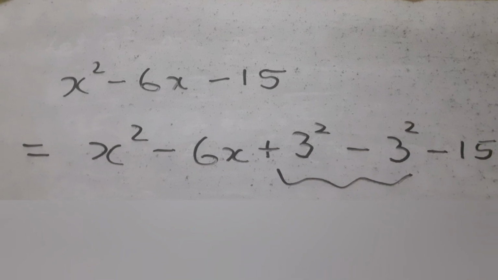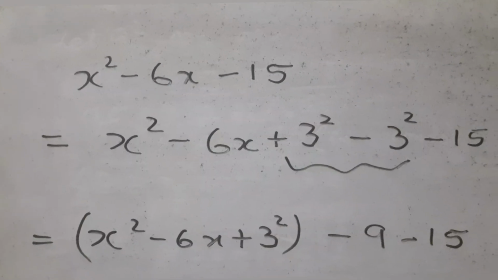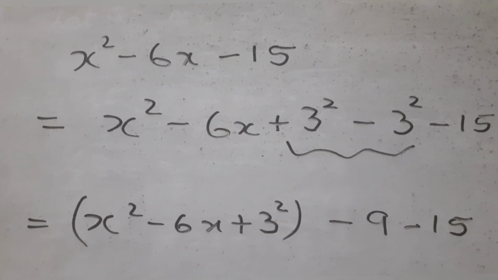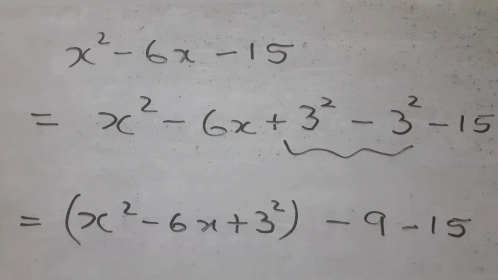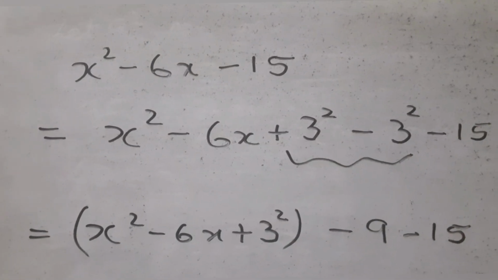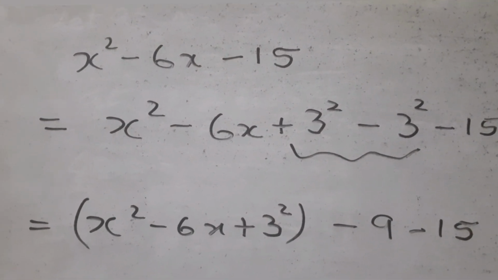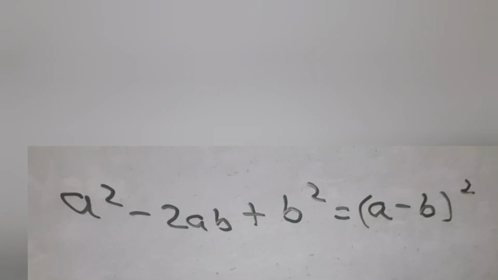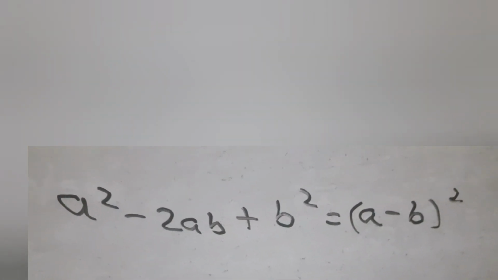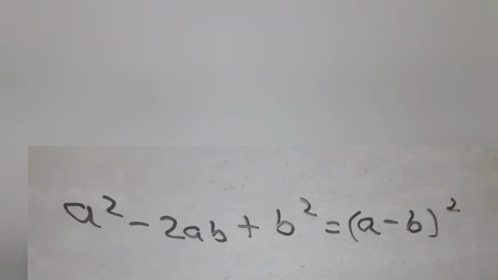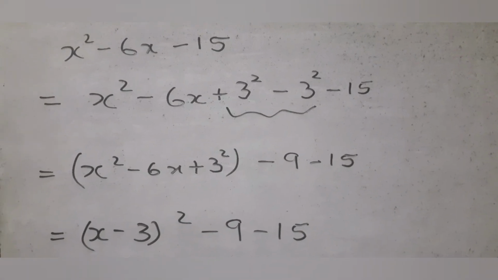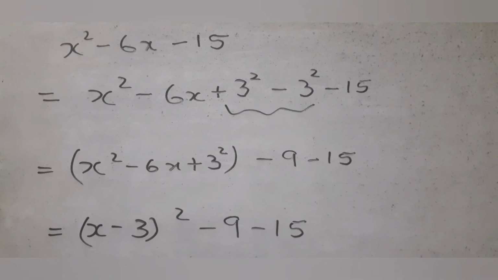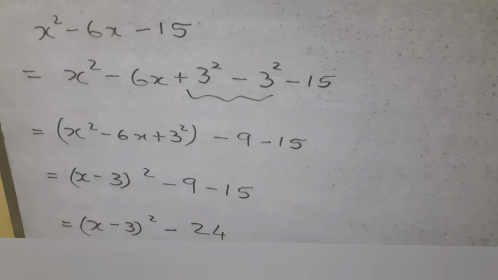Group the first 3 terms, x square minus 6x plus 3 square. Thinking of 6 as 2 into 3, we note that this is of the form a square minus 2ab plus b square, which when factored gives a minus b the whole square. Here a is x and b is 3. So the first 3 terms can be written as x minus 3 the whole square.